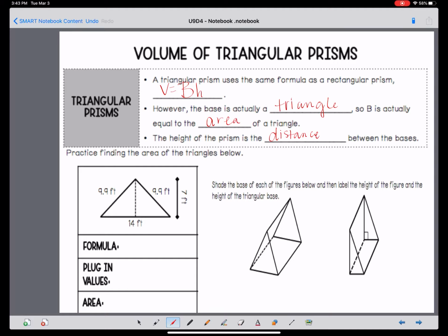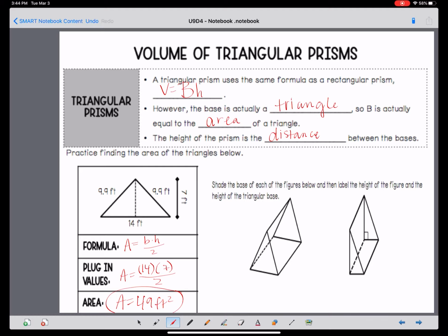Formula for the area of a triangle, if you recall, area is equal to the base times the height, and then you have to divide that by 2. That's for a triangle. So if we plugged in our values, our base is 14, we're going to multiply by the height of 7, and then we're going to divide by 2. And plug all of that in, and you should get, for your area, 49 feet squared.